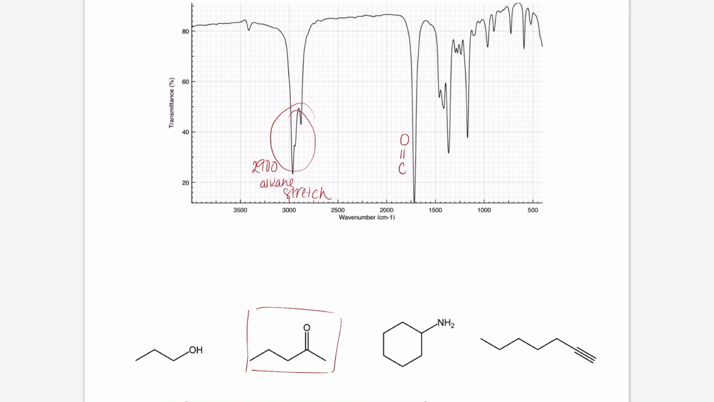If it was an aldehyde, then we would have to have a little peak around 2700. If this was a carboxylic acid, then we would have to have a really broad, bumpy stretch from around 2500 to 3300, but we don't see that. And so that's how we know that the last question is just a ketone.